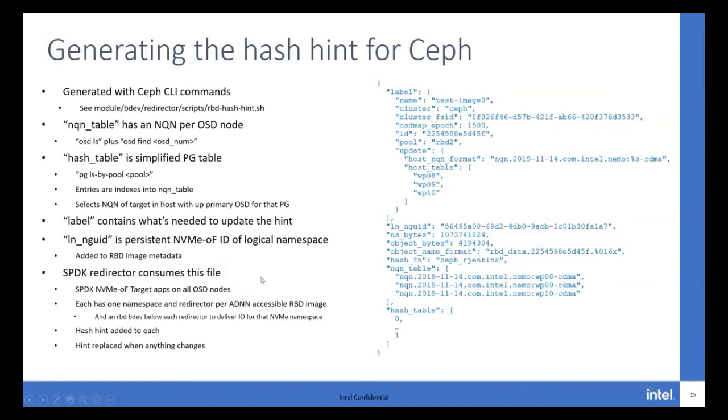If you change the number of PGs or you add an OSD or something fails, you need to regenerate this hint, put it back in the redirectors in the targets, and then they will send it to the hosts with the ADNN mechanism. Is that table present in every hint, or is it deduped across all of the hints for a particular pool?